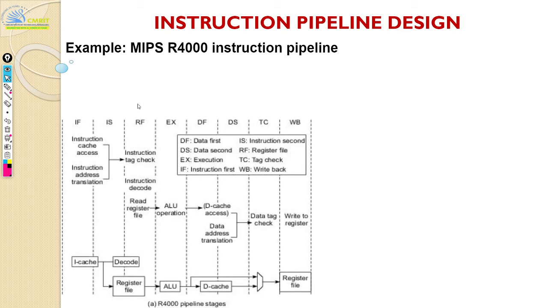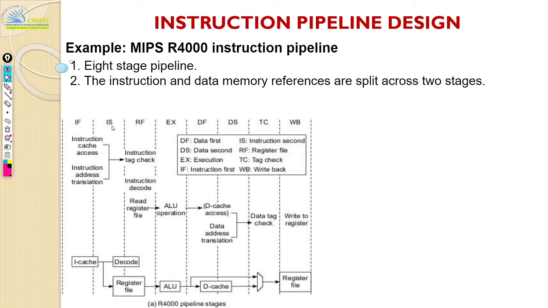And here we are. All right. So here you have an 8-stage pipeline, and you divide the stages into first and second. What you have is your instruction fetch stage, so you have instruction first and then instruction second. Then in the register file stage, you have register access, and then you have the execute stage. And for data access, you again have data first and data second.